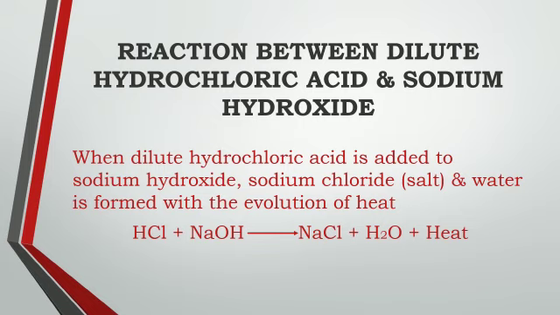Hence HCl plus NaOH, when they react with each other, gives you NaCl plus H2O plus heat. Here HCl is your hydrochloric acid, NaOH is your base and the name of the base is sodium hydroxide. NaCl is your sodium chloride which is a salt and H2O is your water.